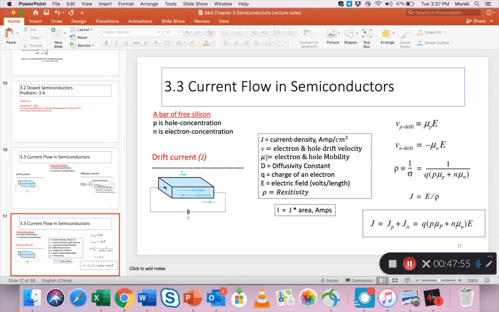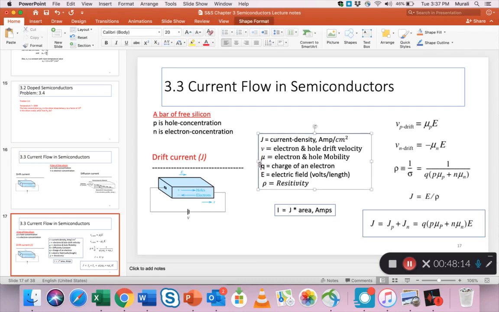There's a factor called mu with the micro symbol. That's electron and hole mobility. It's a constant. D is another constant called diffusion constant, diffusivity. Actually, we don't use D here. Maybe I can take it out. It comes only into diffusion here. Q is here. Q is the charge of an electron. You probably know what that is by now. You should.